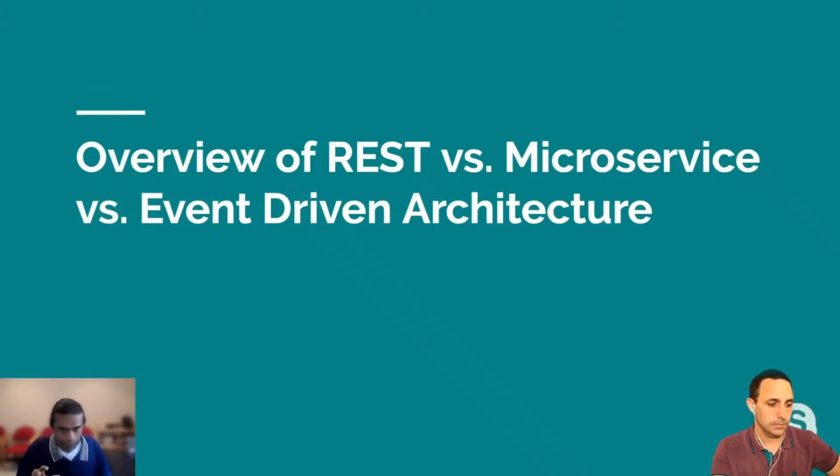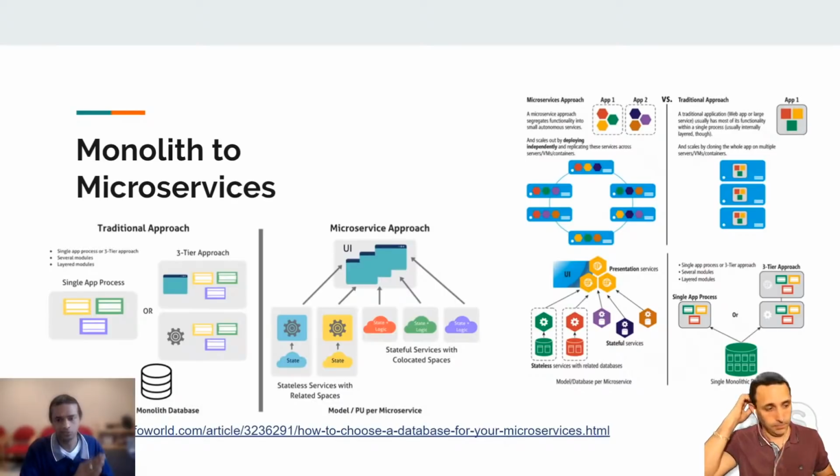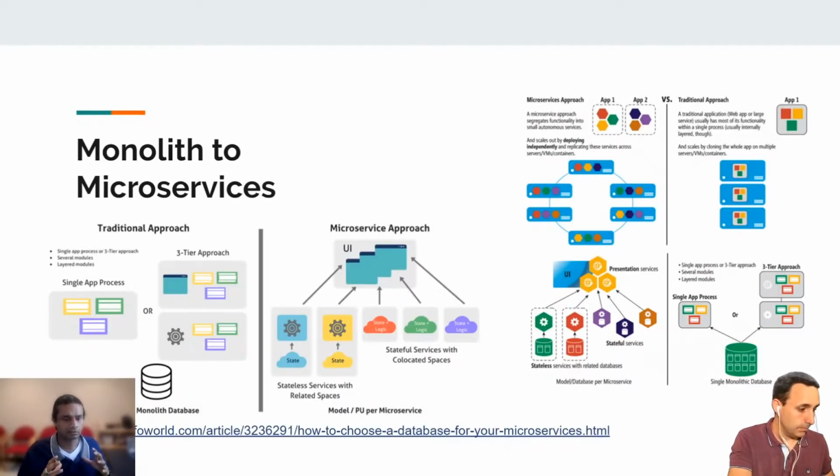I'm going to give you a quick overview of what is REST versus what is a microservice and what is event-driven architecture. They're related, but they're not all the same. In the last 5 to 10 years, as we've seen clients go through digital transformations, the technical architecture of their platforms has gone from monolith to microservices. It was first called service-oriented architecture, but still those SOA platforms are pretty bulky and heavy.